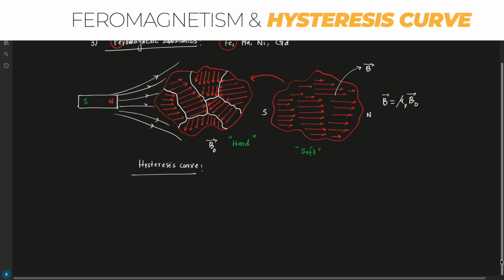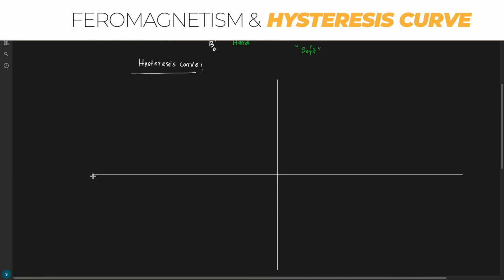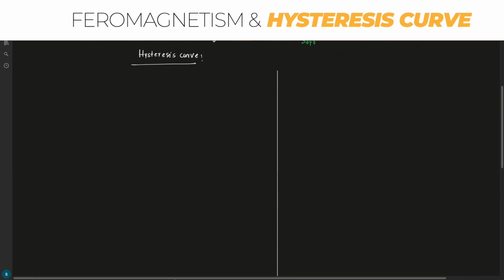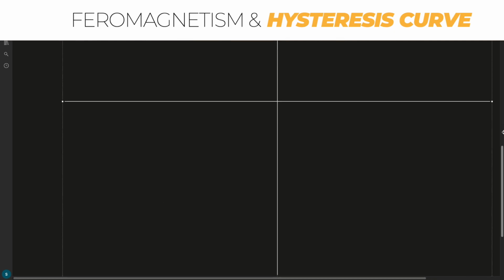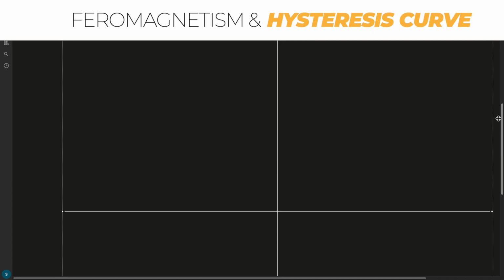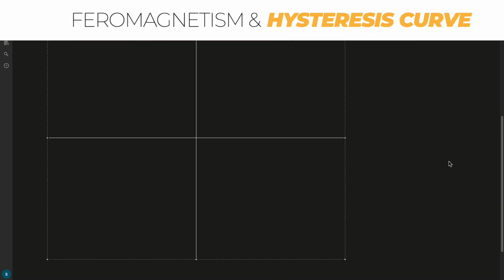So let's quickly draw the curve and let me take you through the understanding of this hysteresis curve. This is very interesting. Let me draw one axis. Okay, so let me draw here. We are taking a large space because we need to draw the diagram so that you can understand the point we are trying to explain.